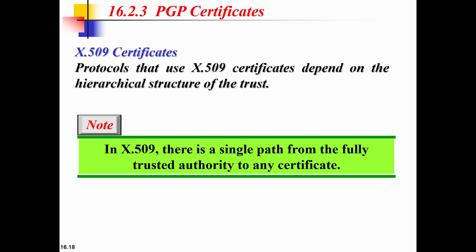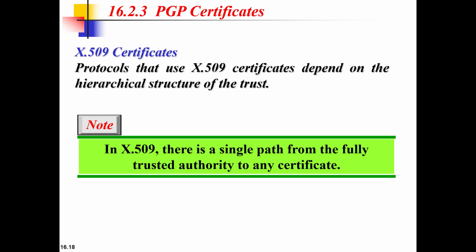Next topic is PGP certificates. PGP, like any other protocol, uses certificates to authenticate public keys. However, the process is totally different. First is X.509 certificates. Protocols that use X.509 certificates depend on the hierarchical structure of trust. There is a predefined chain of trust from the root to any certificate. Every user fully trusts the authority of a CA at the root level.